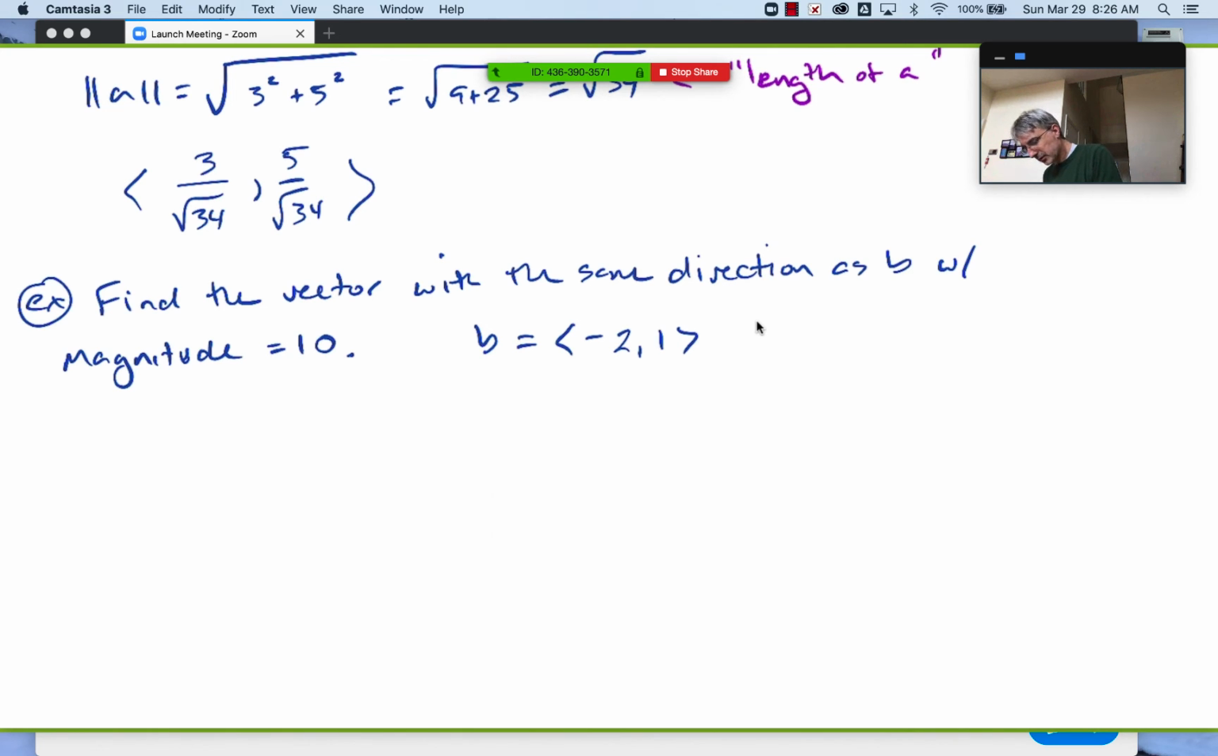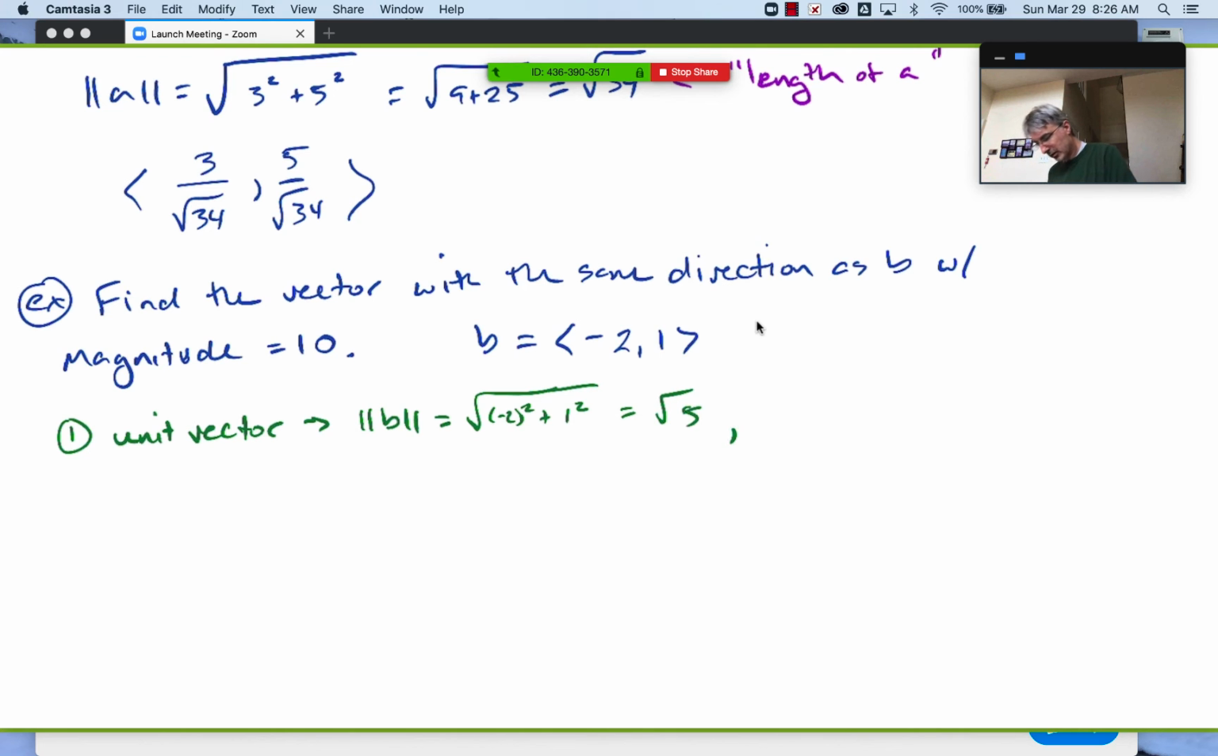And I should be changing colors for all these. So the first step is going to be to find a unit vector. And so the magnitude of b is the square root of negative 2 squared plus 1 squared. So it's the square root of 5. So the unit vector is going to be negative 2 over root 5, comma 1 over root 5.